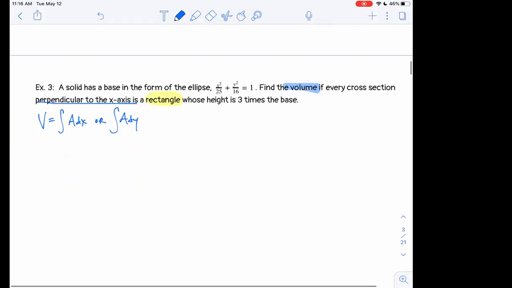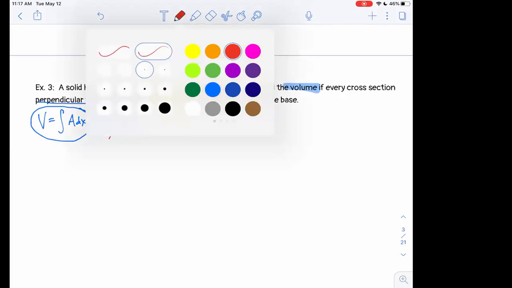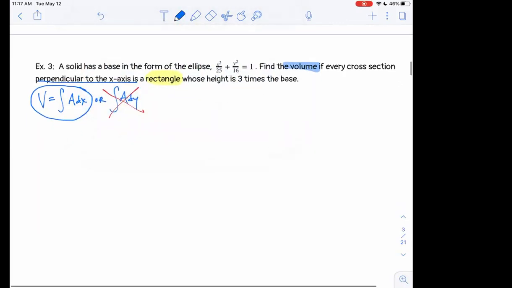Based off of the information we have in our question, what are folks thinking? dx or dy? It's going to be dx, yeah. And that clue is that the cross sections are perpendicular to the x-axis. So I'm going to circle this one, and I'm also going to cross out this one. And now let's move on to our diagram.